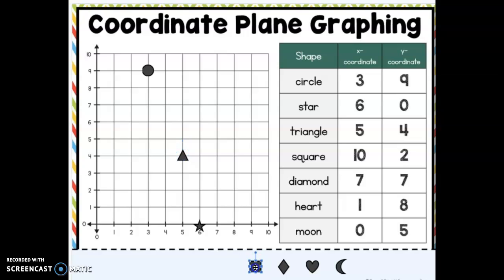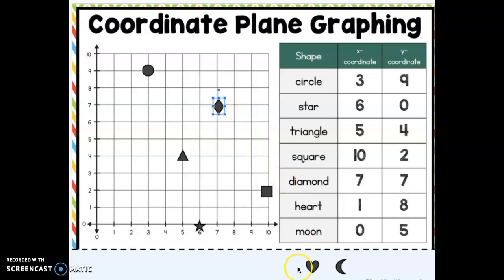Square, you're going to go 10 over. I love this, it's so fast. And 2 up. Boop. Diamond, you're going to go 7 over and 7 up. I like 7 up, they're delicious. 7 up, there we go.